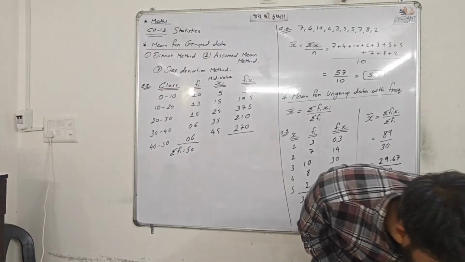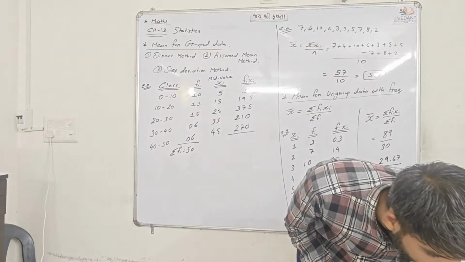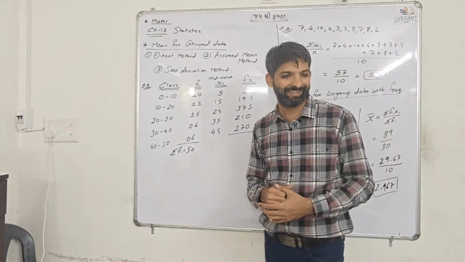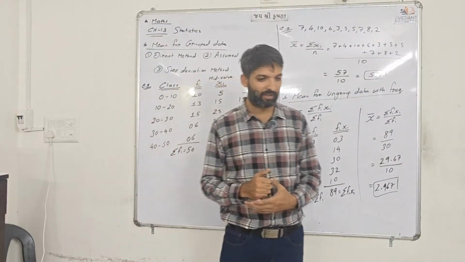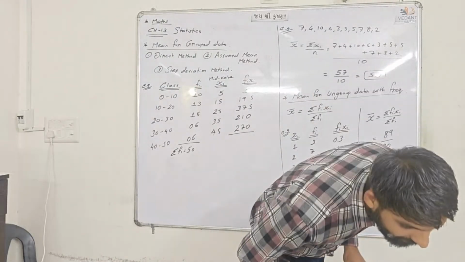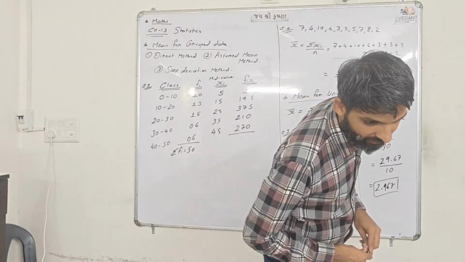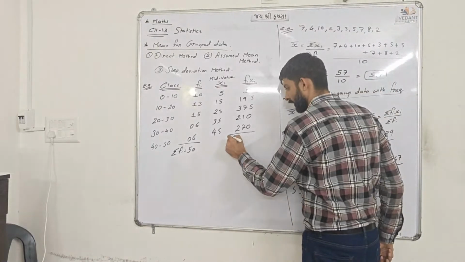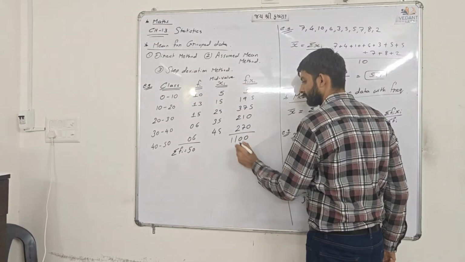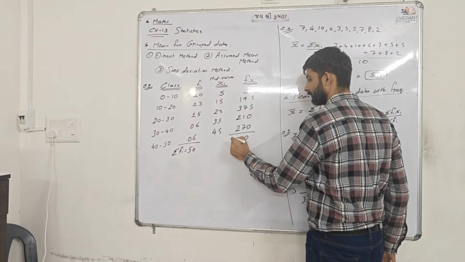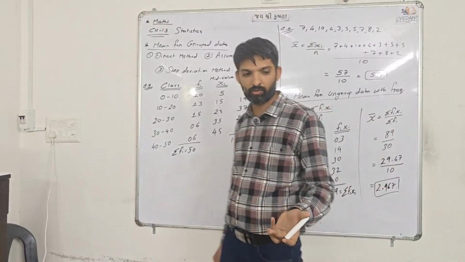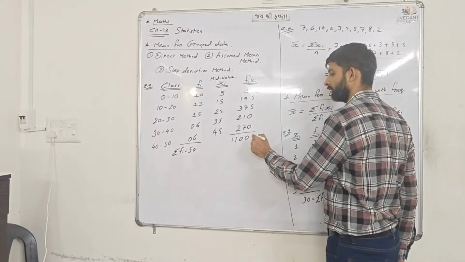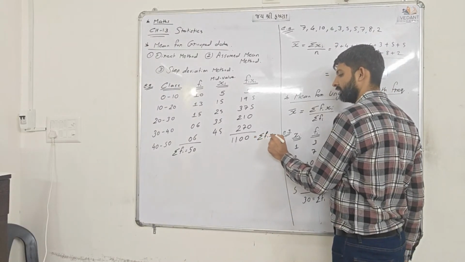Very good Isha. See, very random answers are coming, some say 1050, some 1100, someone even got 1150. 1100 is the right answer. I also got the same. You can recheck the calculation again. Okay, 1100 is the value of sigma fi xi.